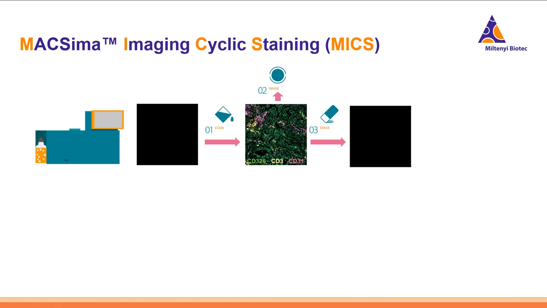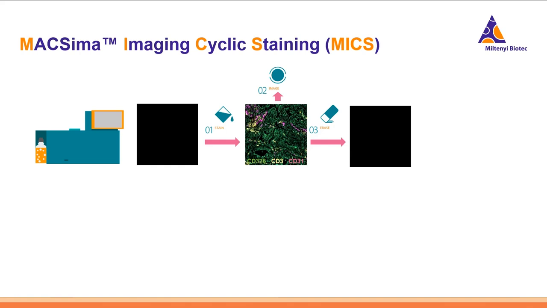The first of these steps is to stain with up to 3 primary conjugated fluorescent antibodies on that tissue. In the picture here, I'm showing an example where I could combine something like CD326, CD3, and CD31 within that cycle. Then the next step is to image those sequentially along with the DAPI stain for the nuclei. So here we would take those images and store them, and then the last step, the third step, is to erase that signal to get a blank slate all over again.